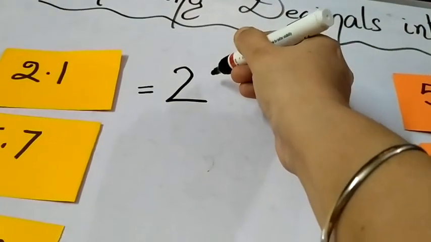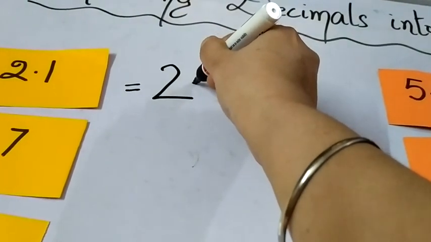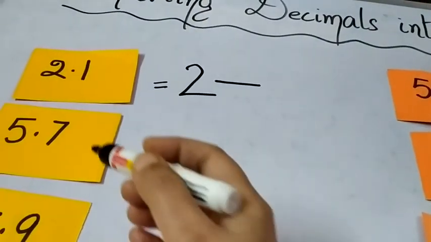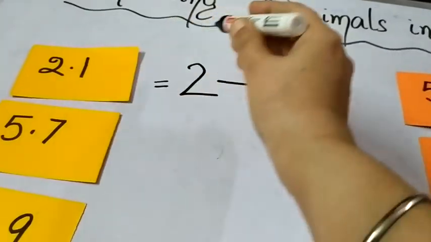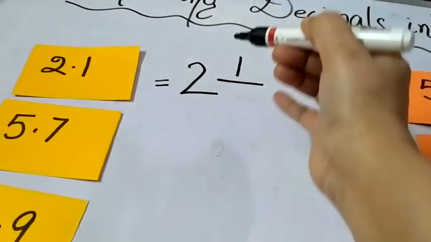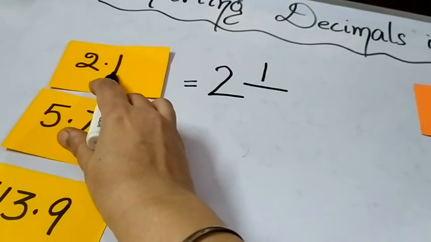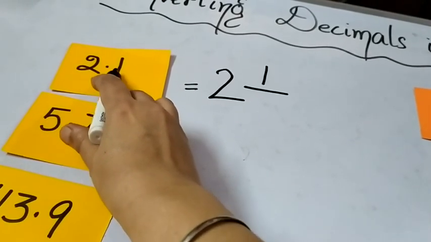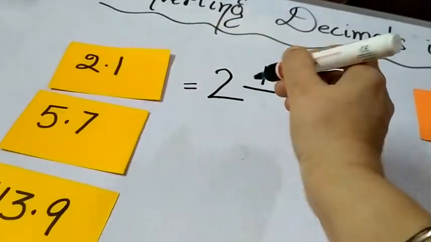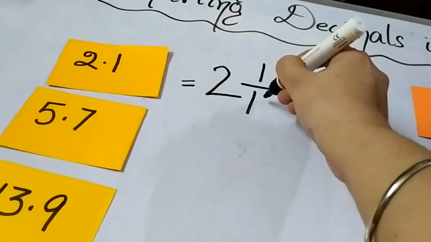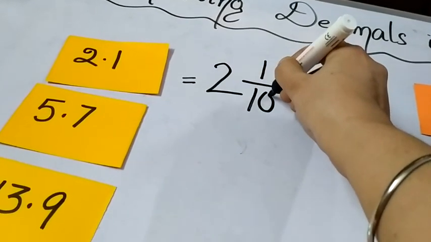So it means the decimal indicates that I am going to write the fraction. Here 1, so 1 is my numerator. Okay, so after the decimal, one is in which place? Tenth place. The first place after the decimal is tenth, so we will write this place as the denominator.